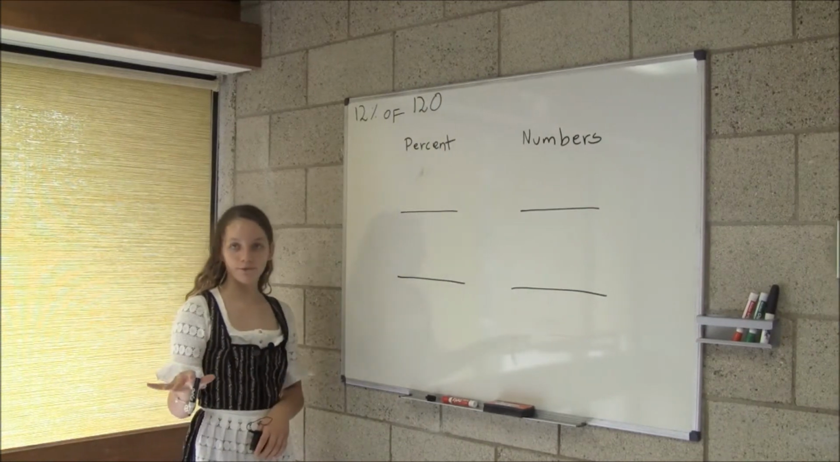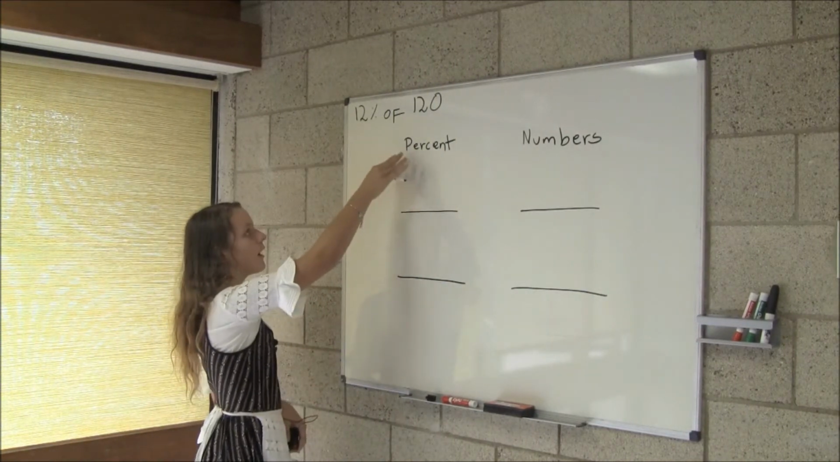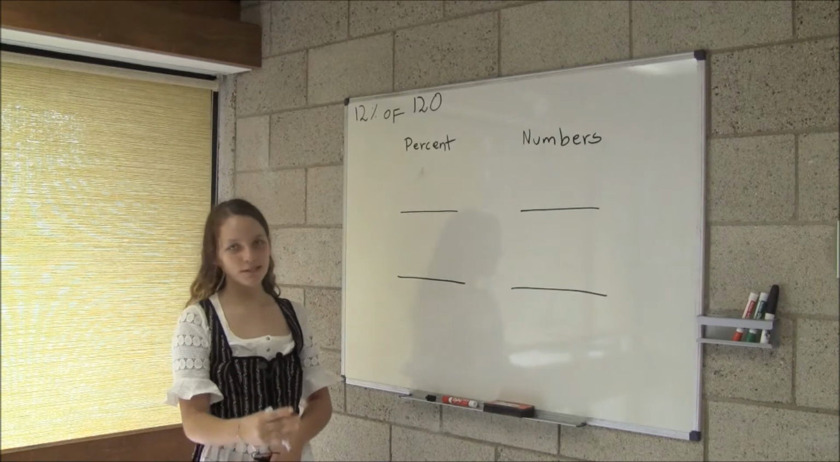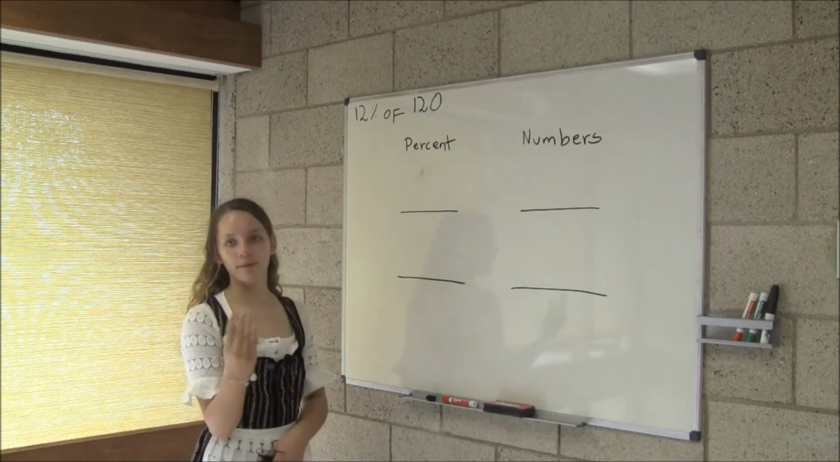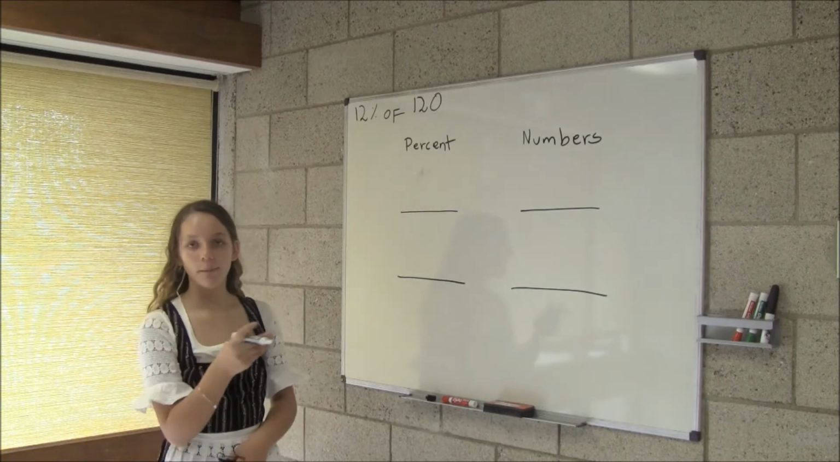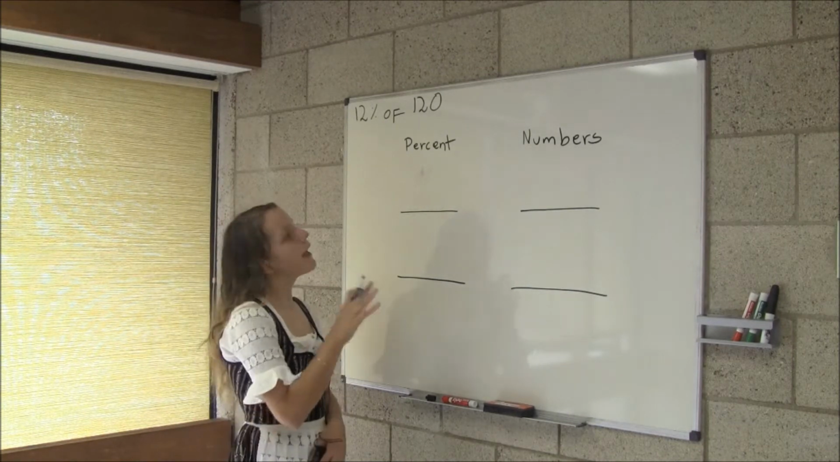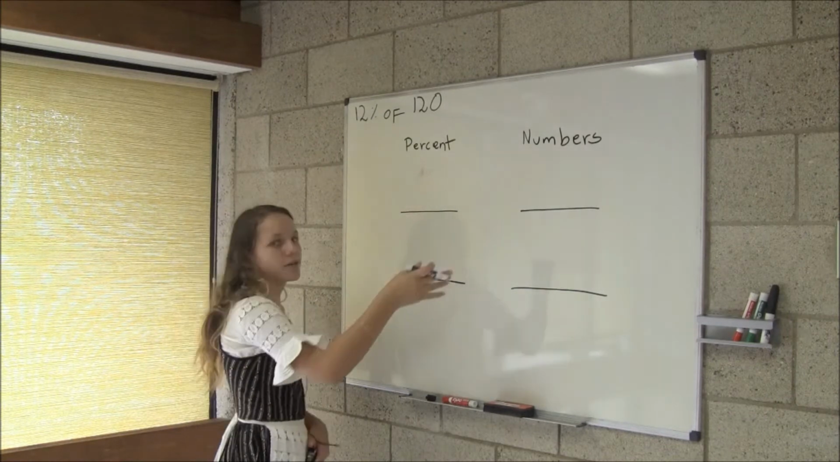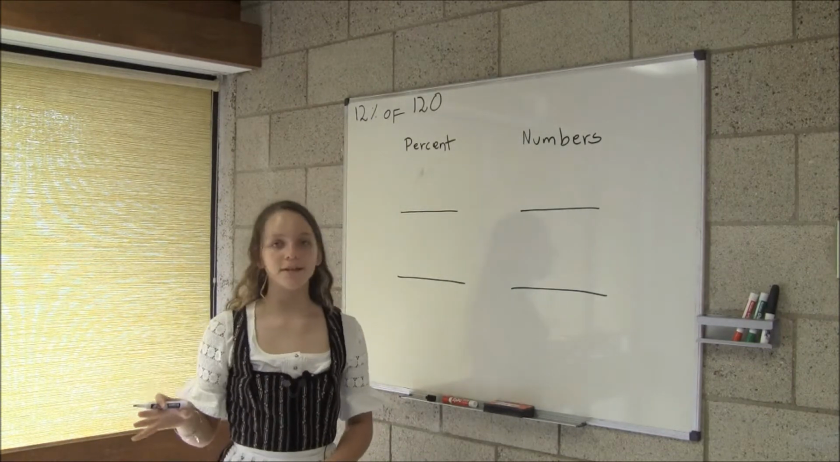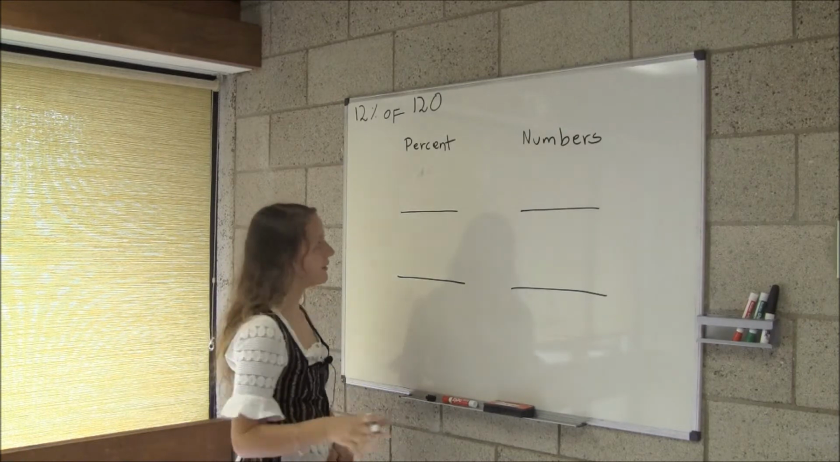So let's start off with our first example. 12% of 120. Of course, this is only one way out of many different ways they could give you a percentage question, but this is the way we're going to do it, and we're going to show you. So we're going to write down our percent and numbers. Trust me, this looks really hard, but it's actually really simple and easy to do.